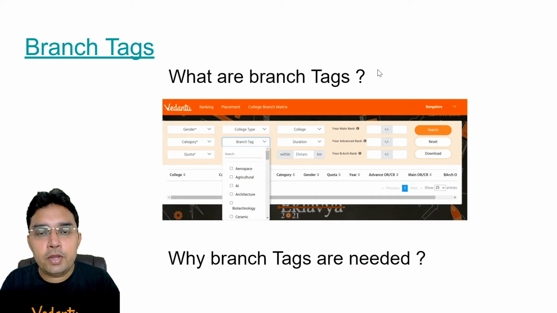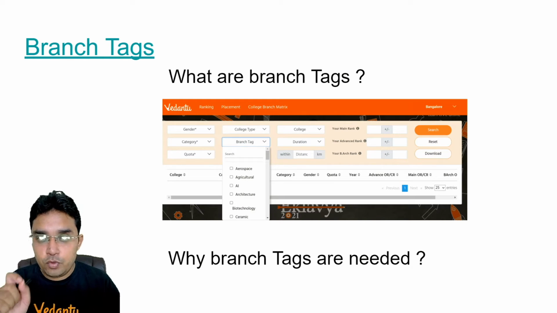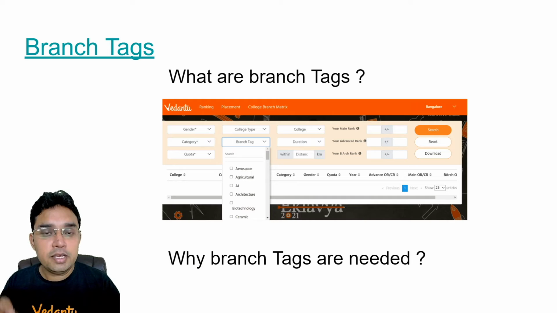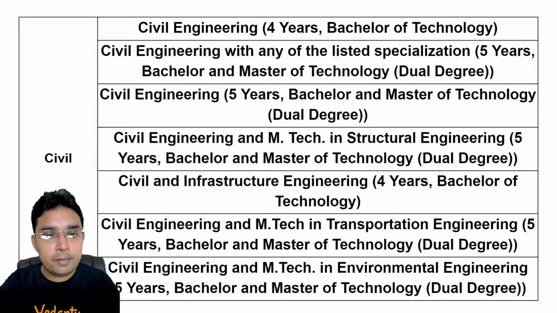I am going to explain to you what branch tags are in the Vedantu JEE Counseling Portal. If you go through the different filters of this portal, you will find one of the filters is branch tag. If you take the drop down, you will find aerospace, agriculture, AI, architecture, and so on. What are they and why are they needed? I will tell you through one example.